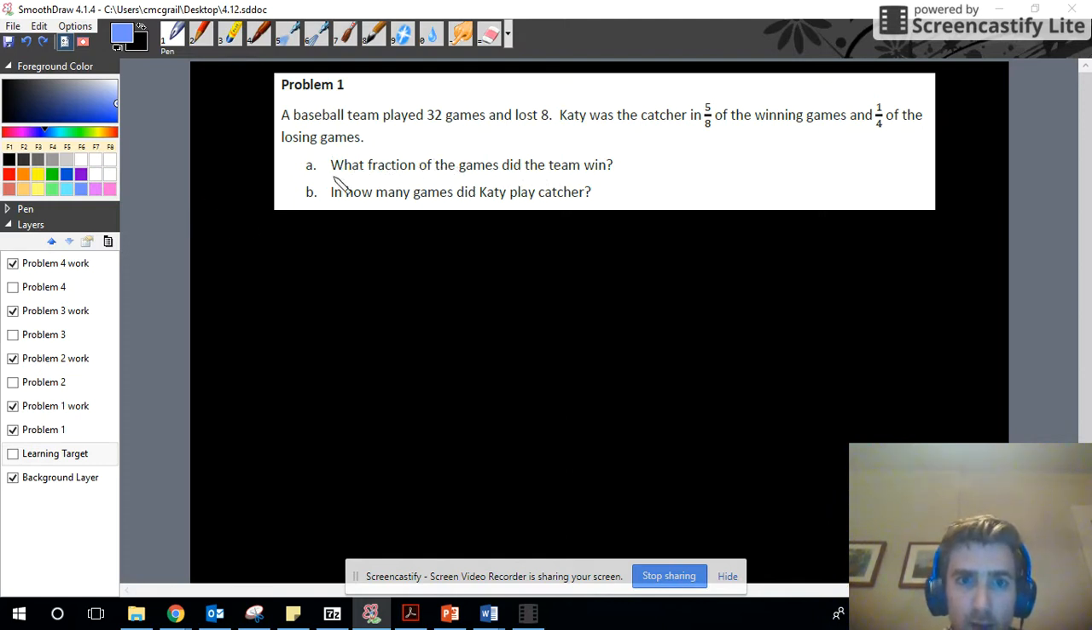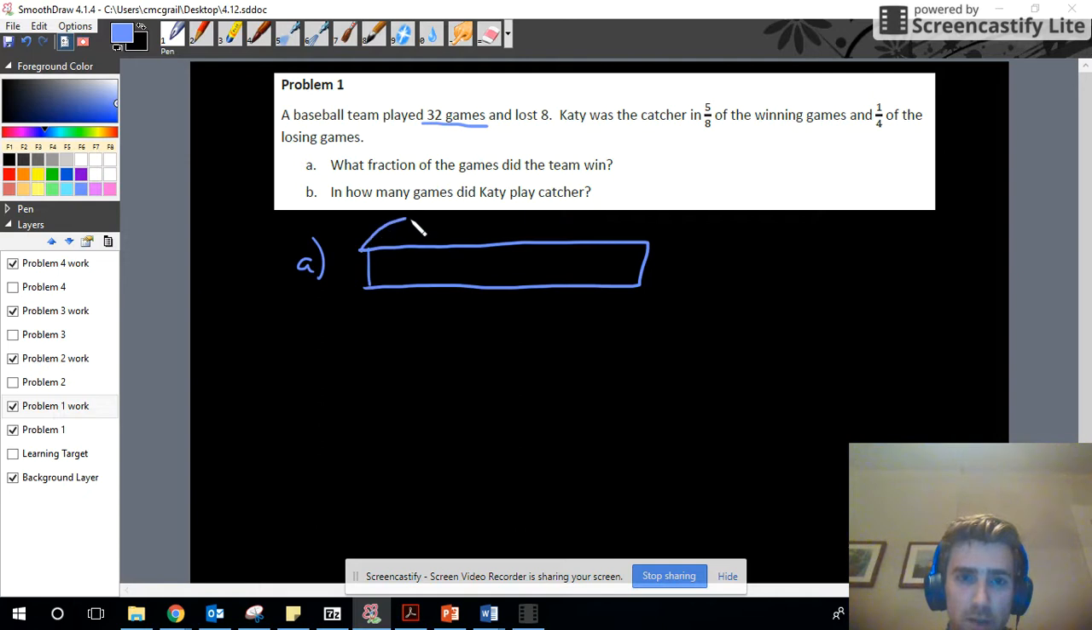As I'm reading this, I notice that question A is not even asking me about Katie. So I am not worried about when she was catcher, and these fractions are not going to stop me. First of all, I'm going to draw a tape diagram that represents the games that the team played, because they played 32 games. They lost 8, but I don't know what fraction of the games the team won. So first, for part A, I will draw a tape diagram. And the tape diagram represents all of the games, which in this case is 32.